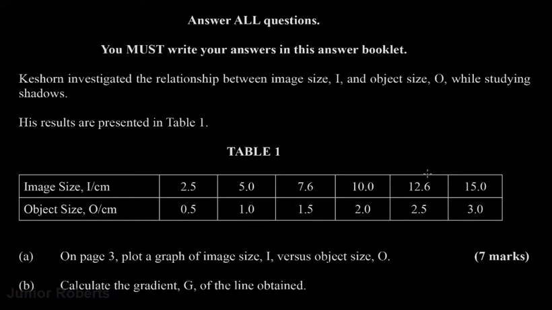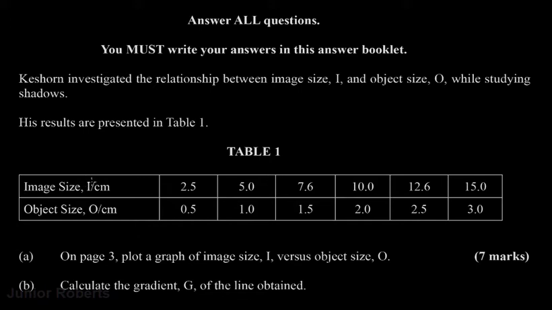This is related to lenses. So let's go right into it. It says here, Keshawn investigated the relationship between image size I and the object size O while studying shadows. His results are presented in table 1. And here we have table 1 with our data showing the image size.